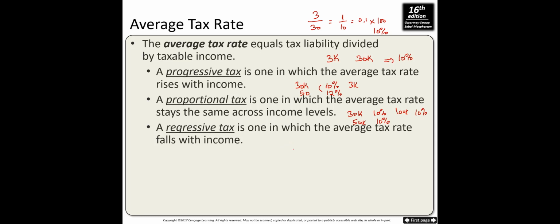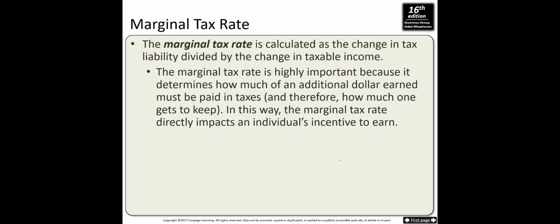So let's say you earn 30K, you pay 10% of your income. If you earn 50K, you pay 8% of your income. You see, the average tax rate is falling with the income. A marginal tax rate is calculated as the change in tax liability divided by the change in taxable income.